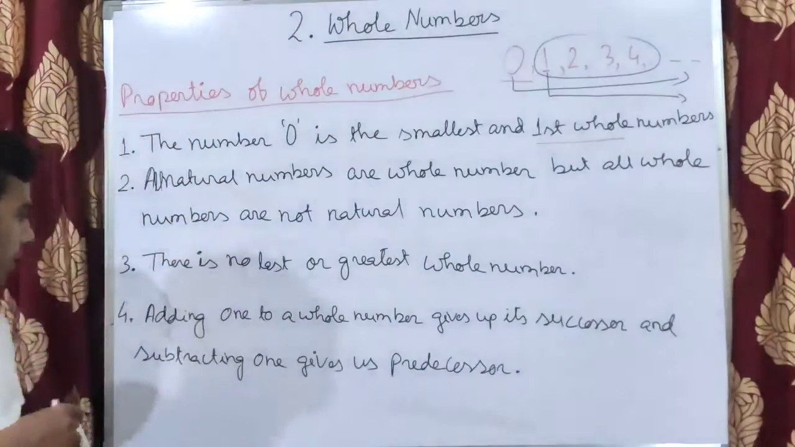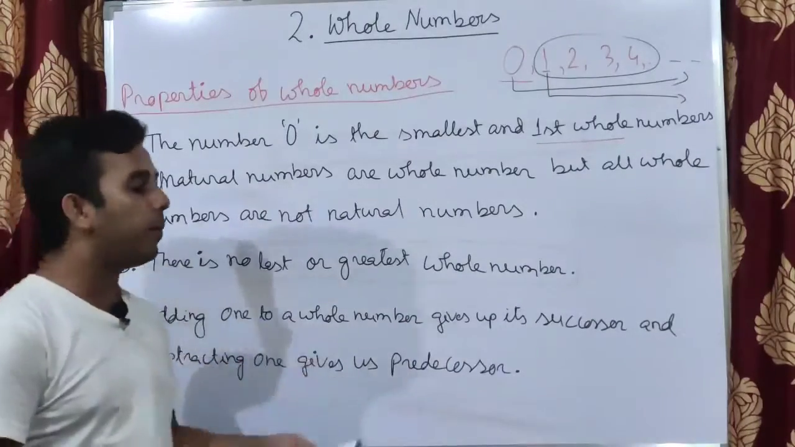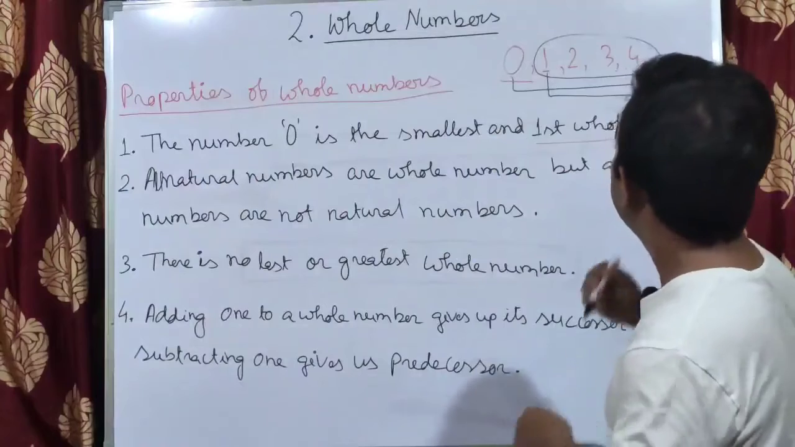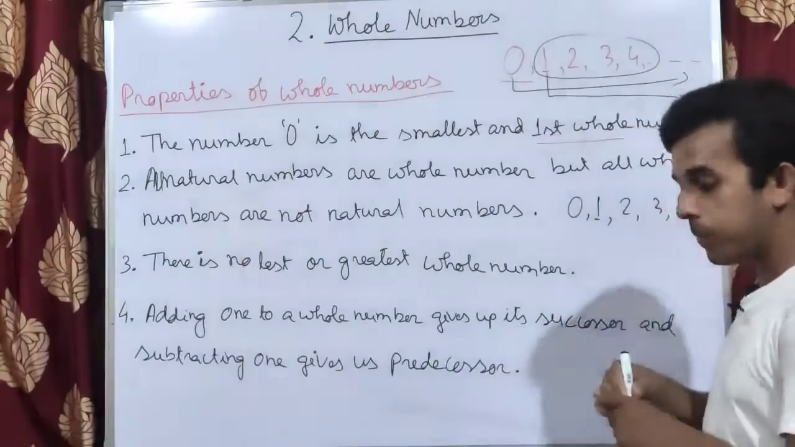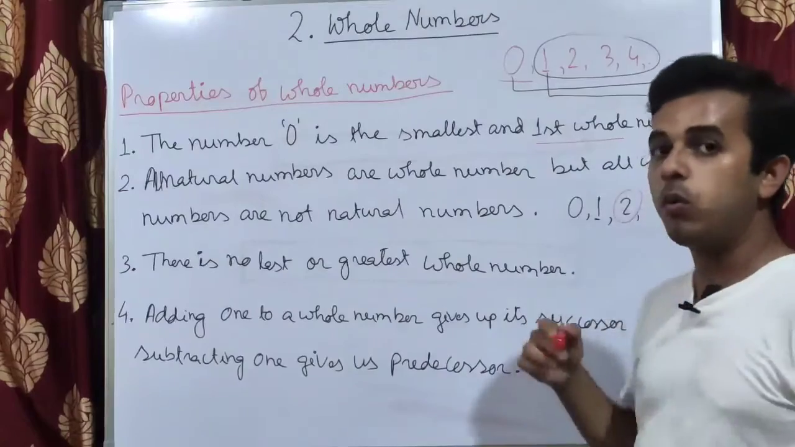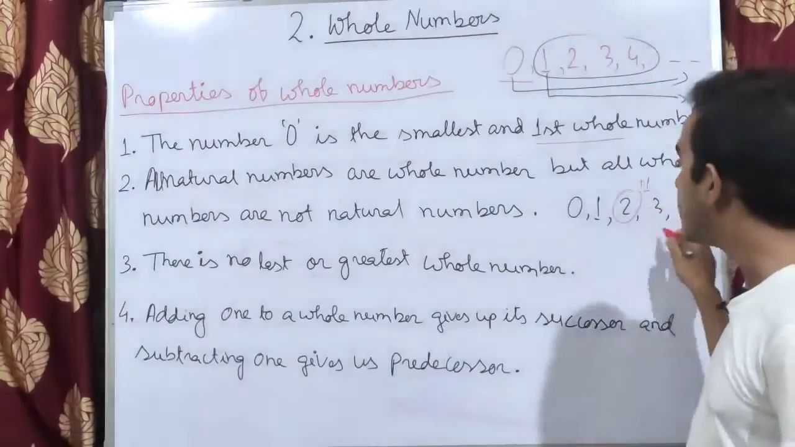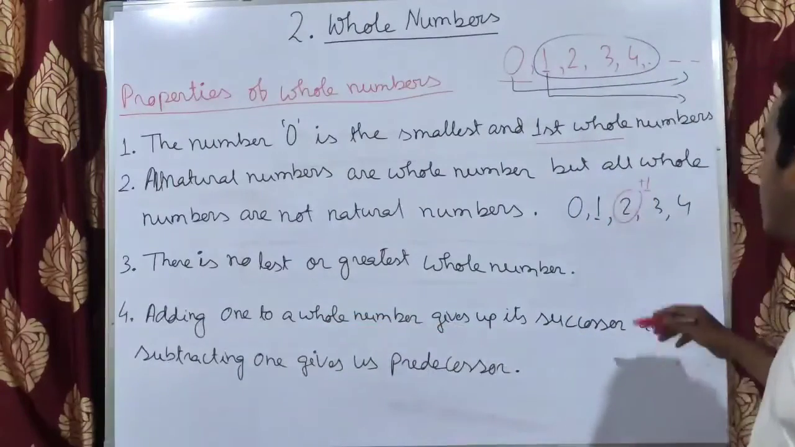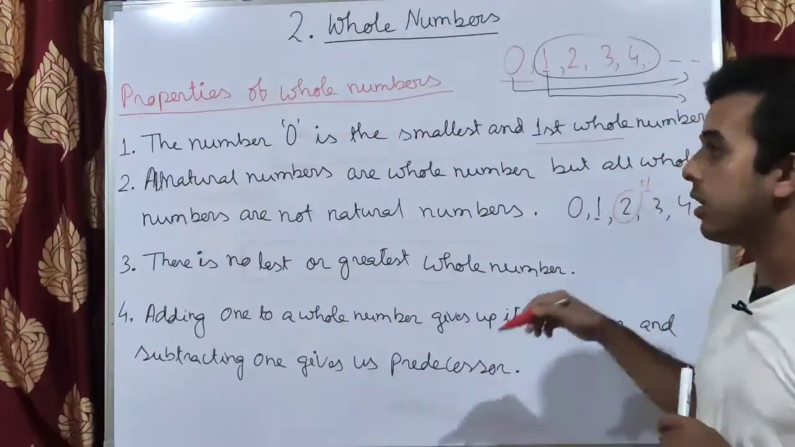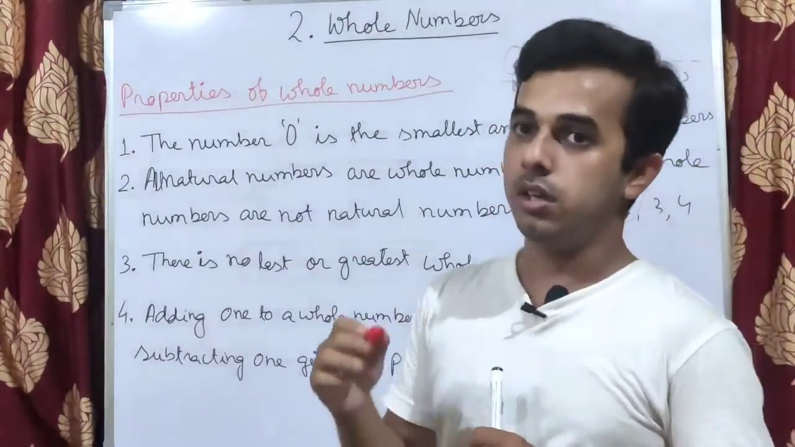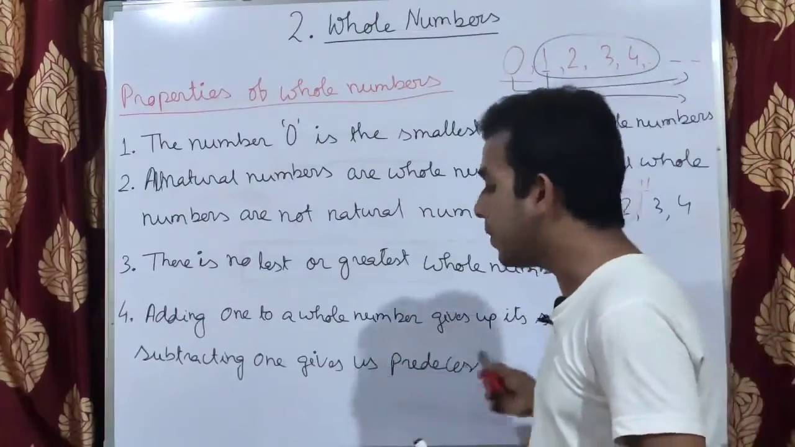The fourth: adding 1 to a whole number gives its successor. इसका मतलब जब हम होल नंबर पे 1 ऐड करते हैं, suppose here we have taken the whole number 2. Now if we add 1 to this, what will we get? 2 plus 1 is 3. So adding 1 to a whole number gives its successor. जब हम एक होल नंबर में 1 ऐड करेंगे तो उस नंबर का सक्सेसर आंसर होता है, right. Successor means the number which comes after the number, and subtracting 1 gives us the predecessor.